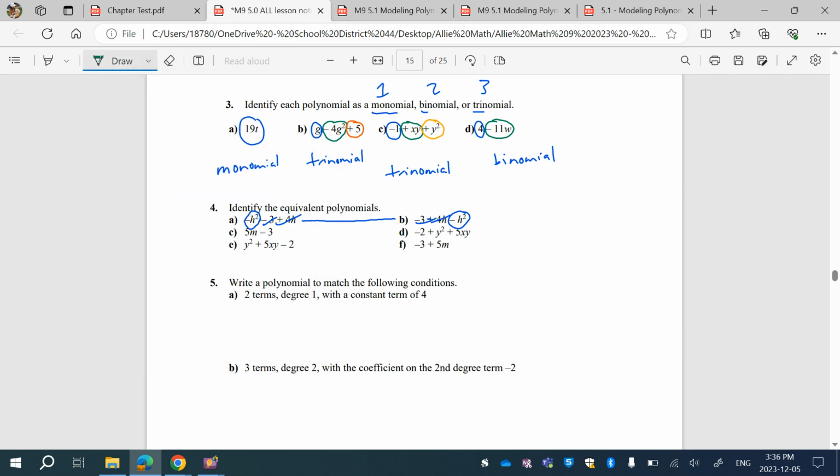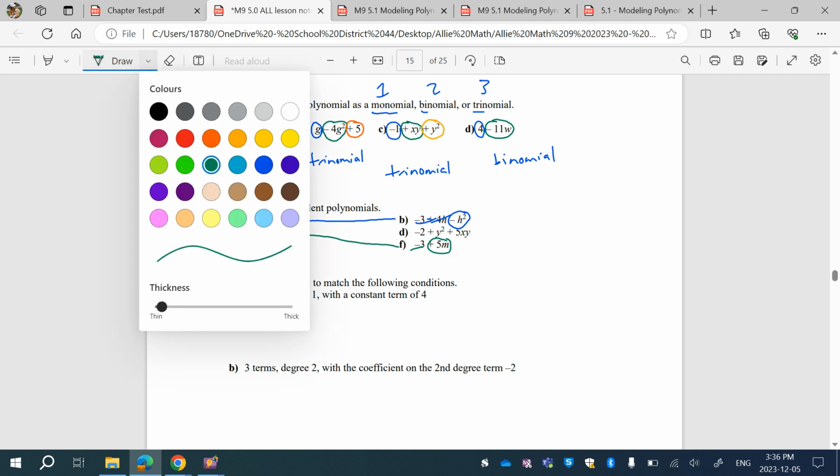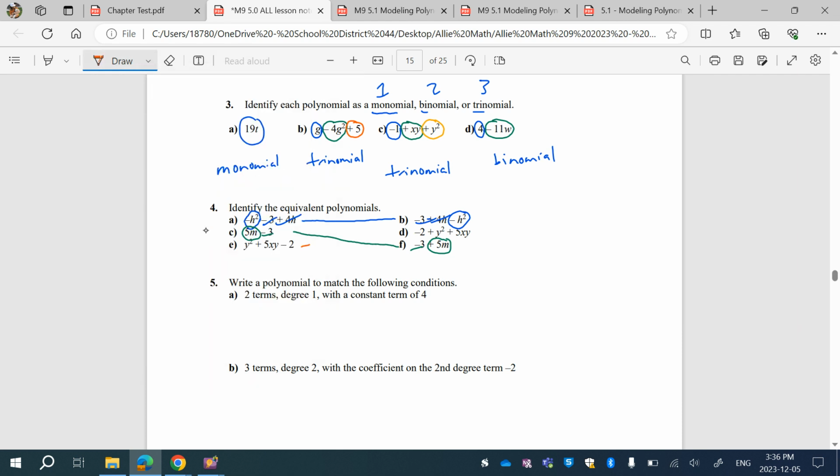Let's look at our next one. We're looking for a 5m. This one does not have a 5m, but this one does, and also has the -3. So those two match. And process of elimination, this one's got to be it. But we can check, yes, it's got the -2, it's got the y squared, and it's got the +5xy.